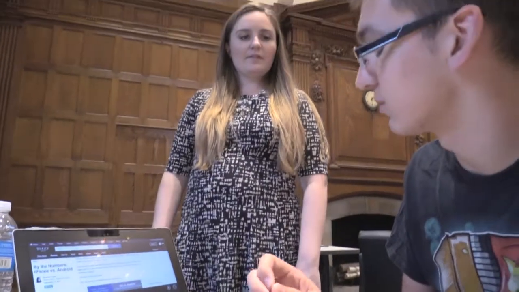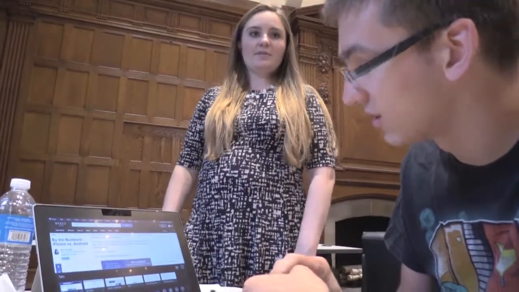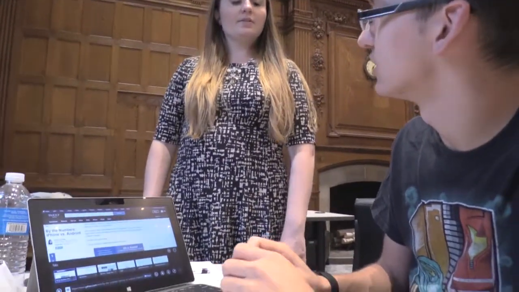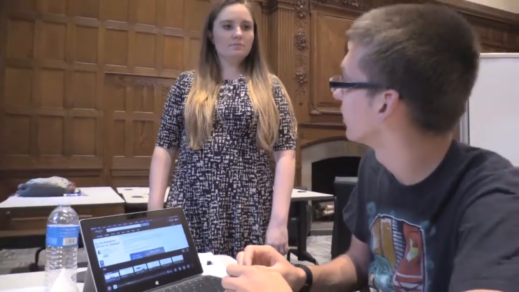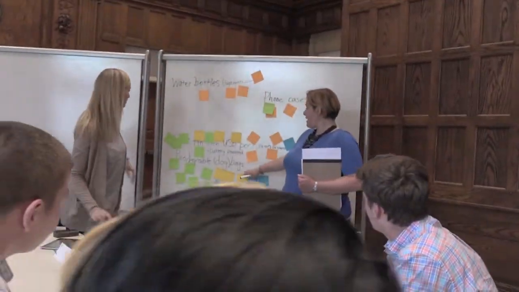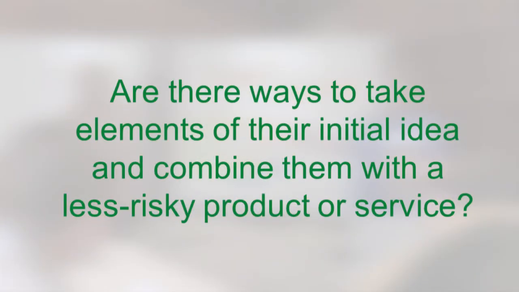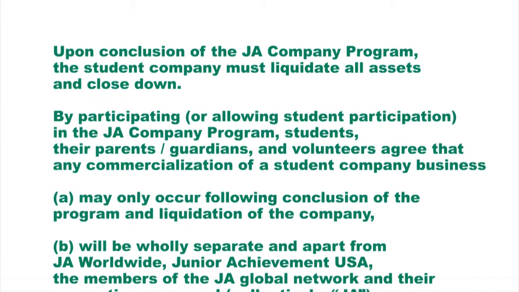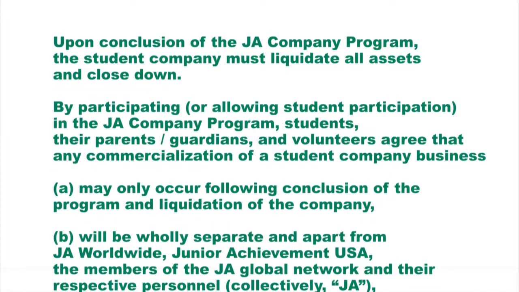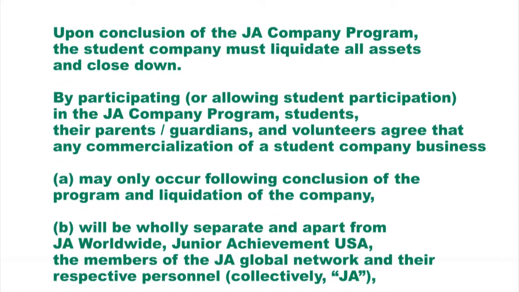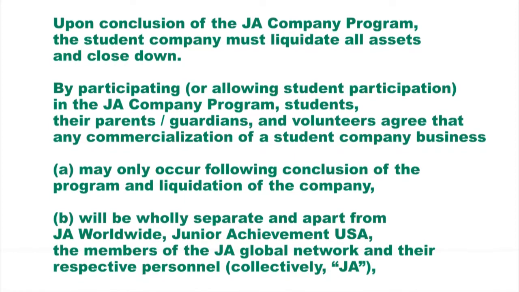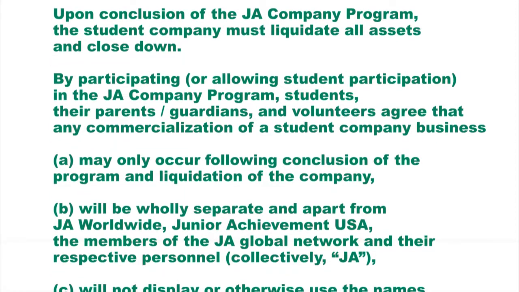If a product or service idea is not approved, please work with the students to determine how they may be able to modify that idea or combine it with other ideas that were developed during the brainstorming process. Also consider, are there ways to take elements of their initial idea and combine them with a less risky product or service? You may also want to share with students some information about intellectual property and continuing the business after completion of JA Company Program.